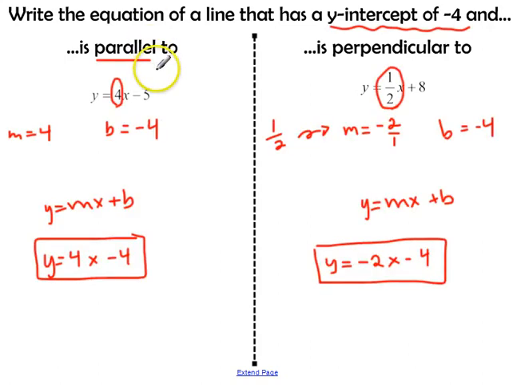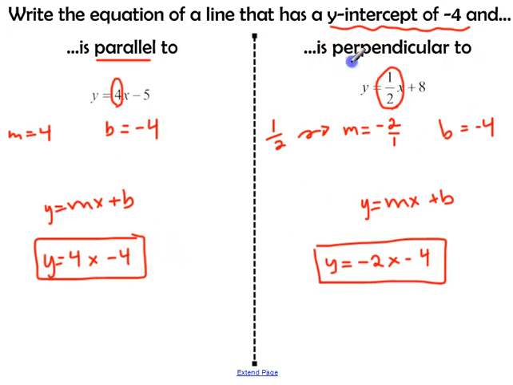So again, remember that when we talk about the word parallel, it means same slope. So all you're taking is the slope from the line you're given. So the new line we're writing the equation of, the slope is going to be 4. And remember, we want a y-intercept of negative 4. So with the slope and y-intercept, substitute into slope-intercept form. So you should have gotten y equals 4x minus 4.